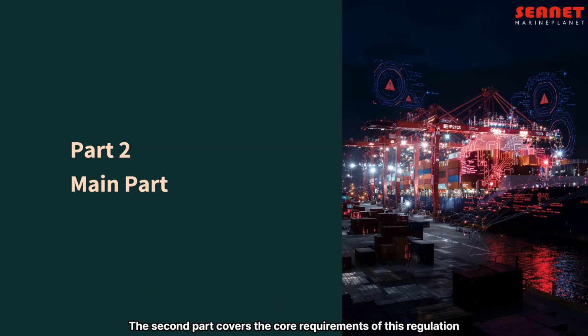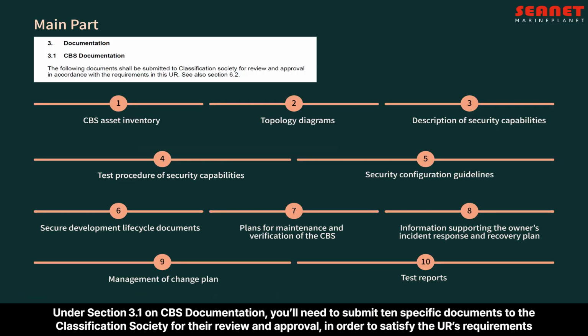The second part covers the core requirements of this regulation. Under Section 3.1 on CBS documentation, you'll need to submit 10 specific documents to the Classification Society for their review and approval in order to satisfy the UR's requirements.